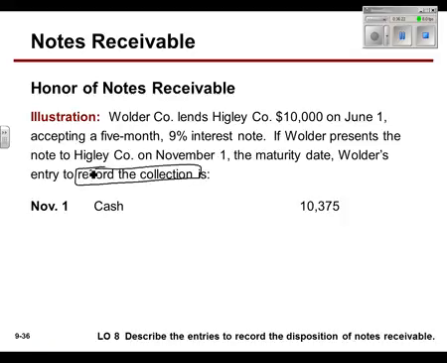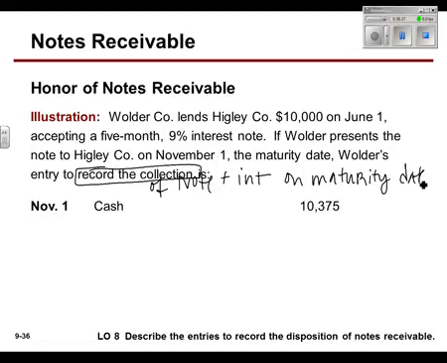This is recording the collection of the note plus the interest on the maturity date. So this is not the entry initially to give them the money. This is when we're getting our money back. Whoa, I thought we only gave them 10 grand. Why are we getting 10,375 back from them?